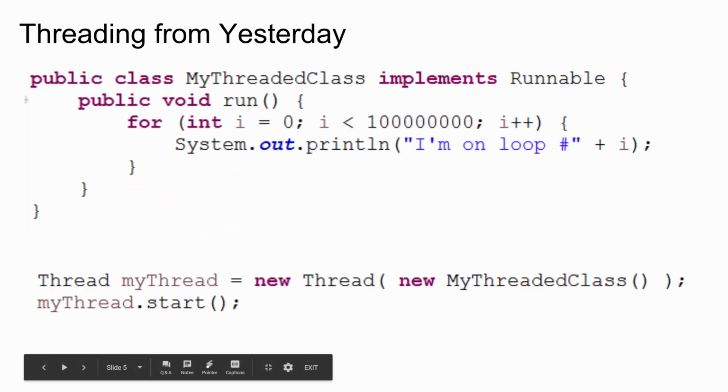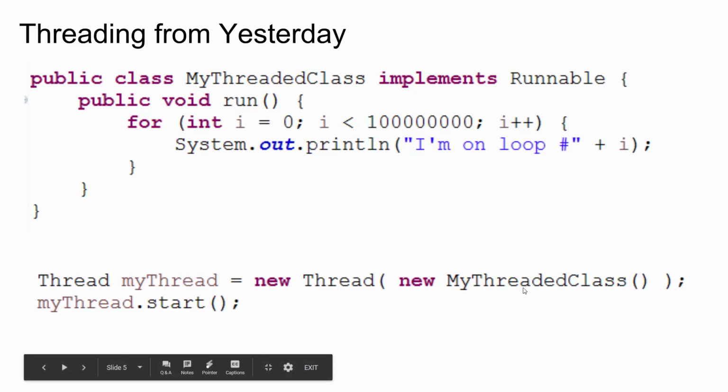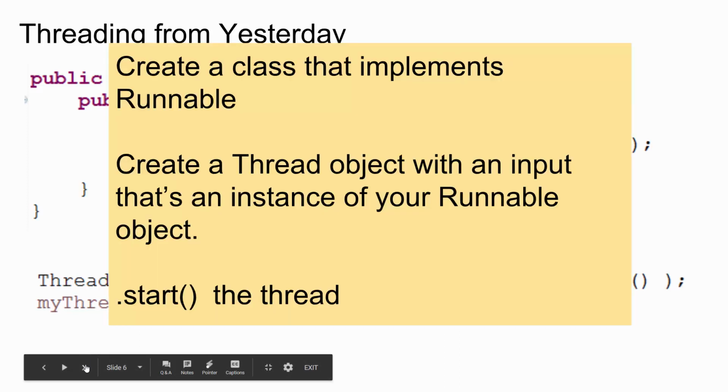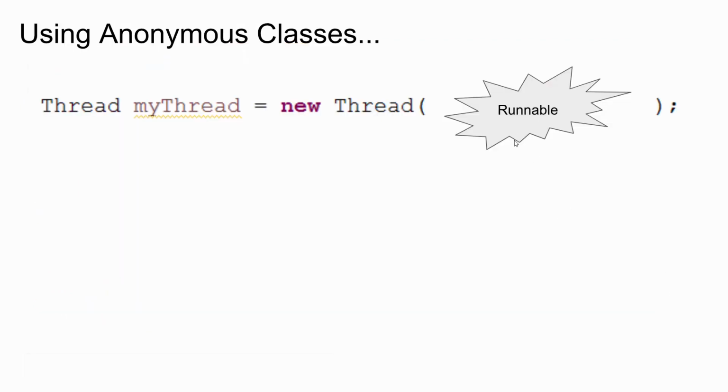So going backwards, here's what we just said. I have this threaded class, which implements the runnable interface. The way that we actually run it is we create a new thread object, and you hand it the runnable object as an input, and then you tell the thread object to start. Okay, so, collapsing it a little bit, here's the idea. We're creating the new thread, and whatever the input here is has to be a runnable object.